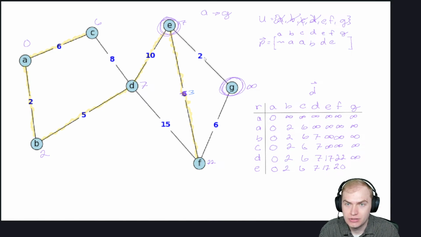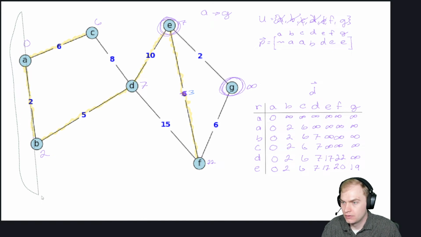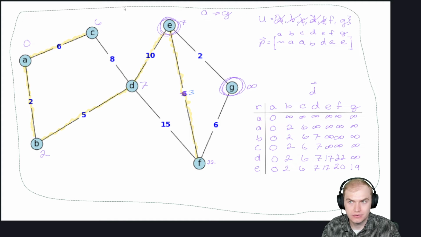And 17 plus 2 is 19. So G is 19, and the prior is E. And now we have visited E. So we're getting close here.